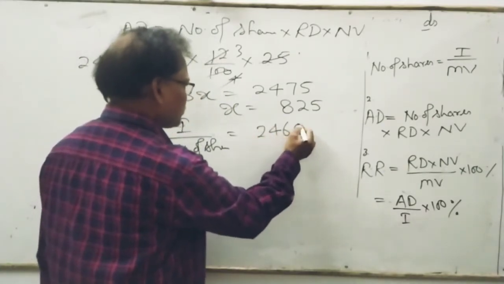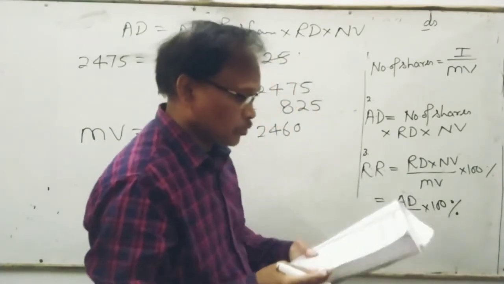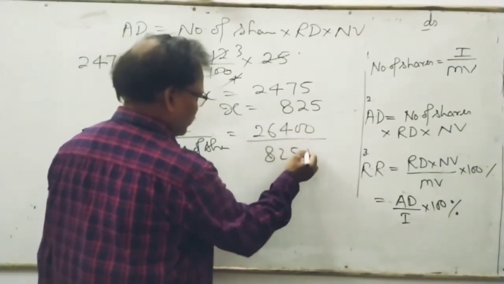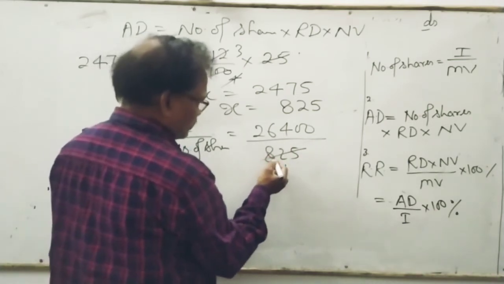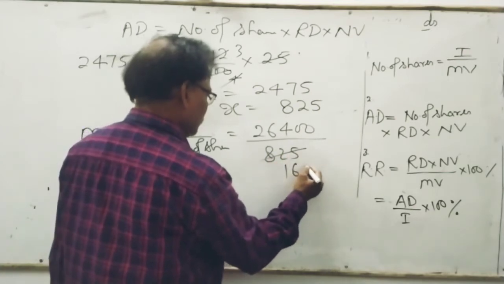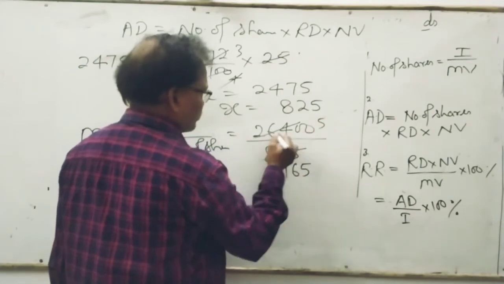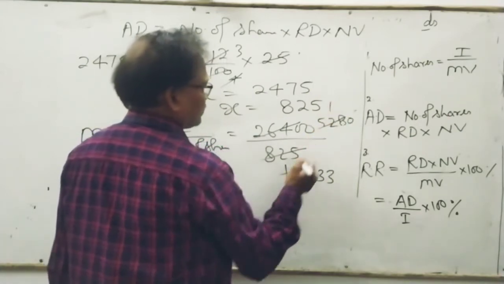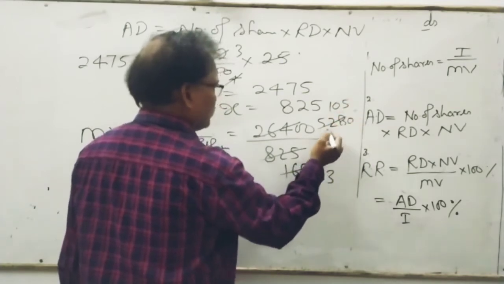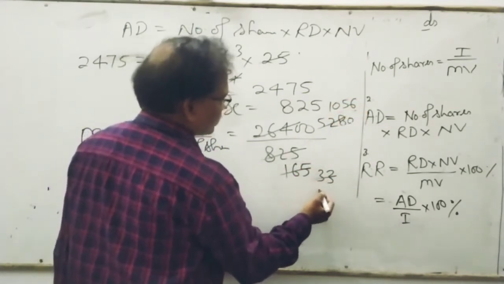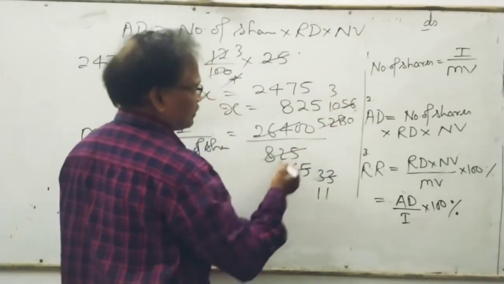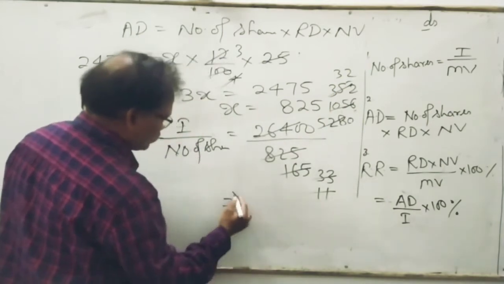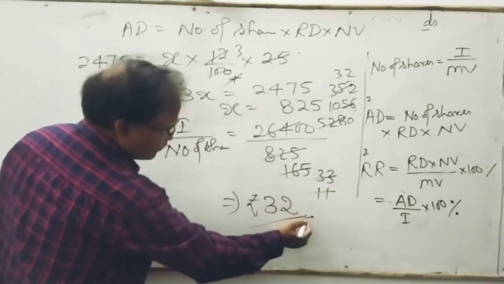So 26400 upon 825. 5 1s are 5, 5 6s are 30, 5 5s are 25, 5 2s are 10, 5 8s are 40, 5 3s are 15, 5 1s are 5, 0, 5 5s are 25, 5 6s are 30, and 3 1s are 3, 3 3s are 9, 3 5s are 15, 3 2s are 6, and 11 3s are 33, and 11 2s are 22, means 32. 32 rupees is the market value.